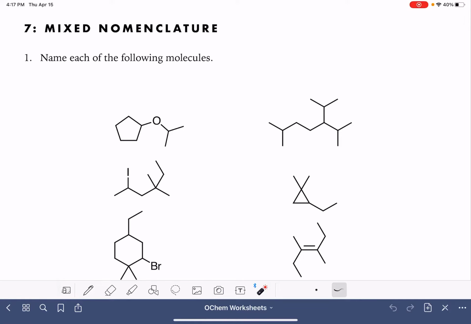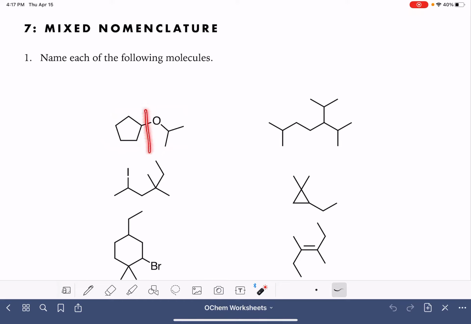On this worksheet, we're just going to practice a few different types of nomenclature problems, kind of a variety of nomenclature that we've learned all year long. Starting right off the bat is an ether molecule, and these are tricky because ether is not its own functional group in terms of IUPAC, so when we're naming an ether molecule, we either have to use a common name, which involves just naming the two alkyl groups and then saying ether, like in this case, cyclopentyl isopropyl ether, or we can name one portion of the ether as a substituent on the other half of the molecule, which is a little bit trickier.